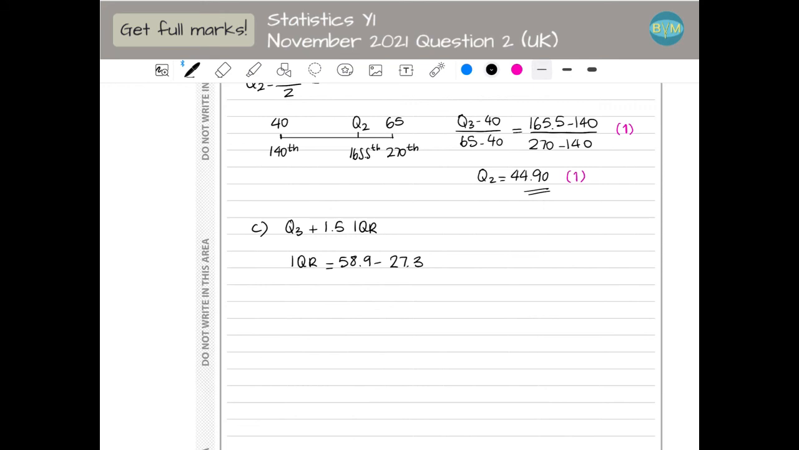I don't have this value here, but we are going to do Q3, which is 58.9, plus 1.5 times this value here. I can do it with the calculator and I'll tell you. So it's 58.9 minus 27.3. So the interquartile range is 31.6. And this is the limit for the upper outliers, so the upper limit for the outliers. Anything bigger than that will be an outlier.